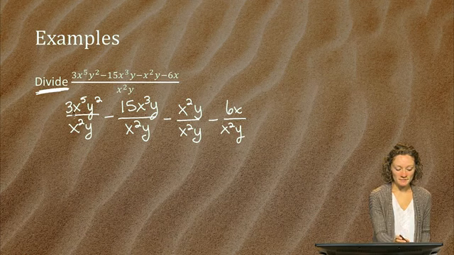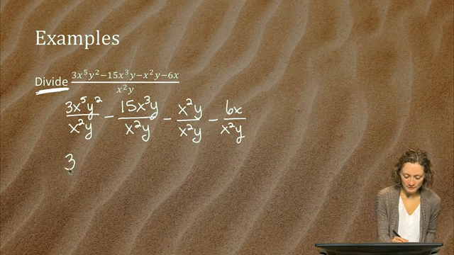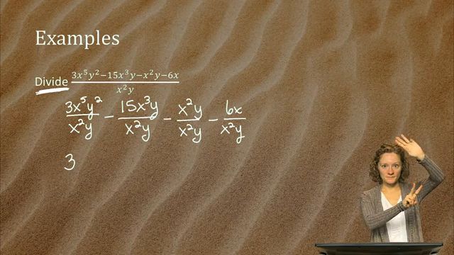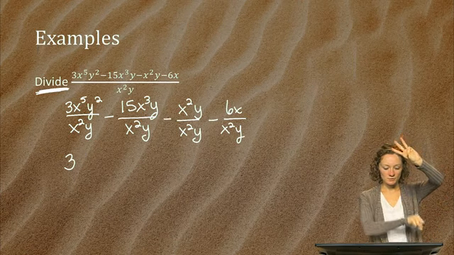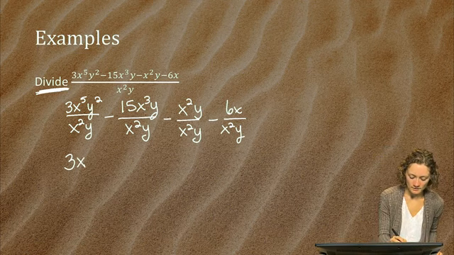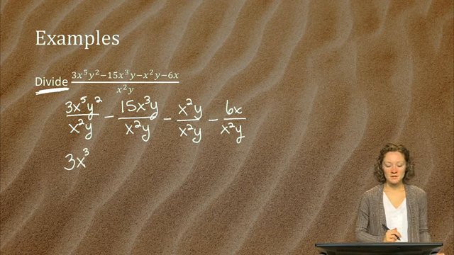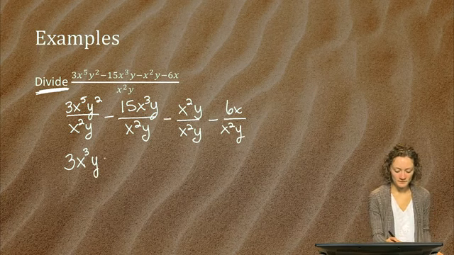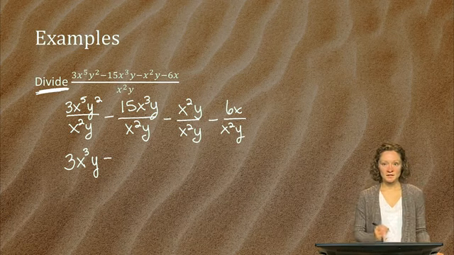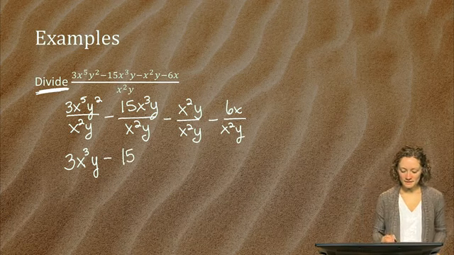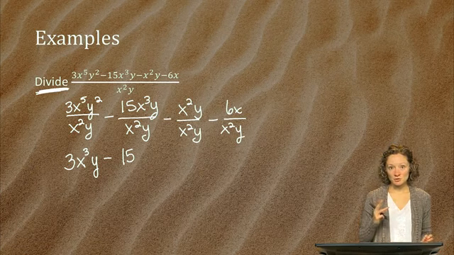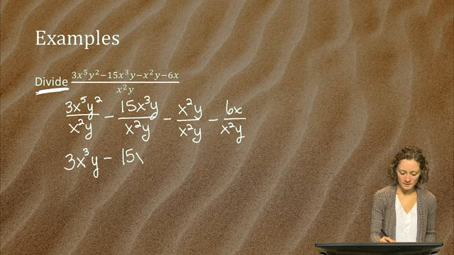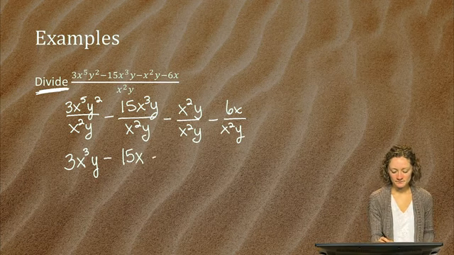So the first fraction, 3 over 1, we have 3 left. 5 x's on top, 2 on the bottom, 2 and 2 cancel. We're left with 3. 3 x's. Y squared over y, we're left with a single y. Nothing on the bottom. Minus 15 over 1, we still have 15. X cubed over x squared, 3 and 2 and 2 gone, we're left with 1 on top. And y over y gone.